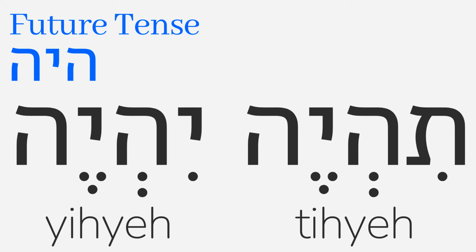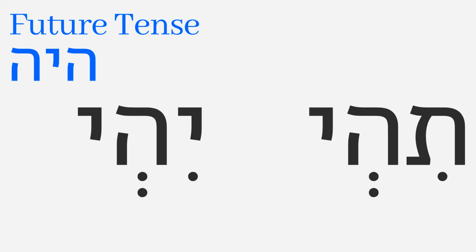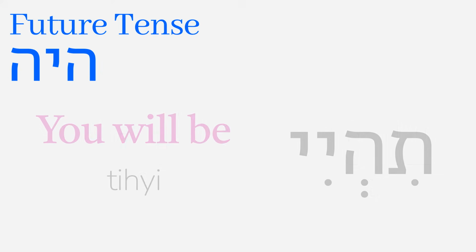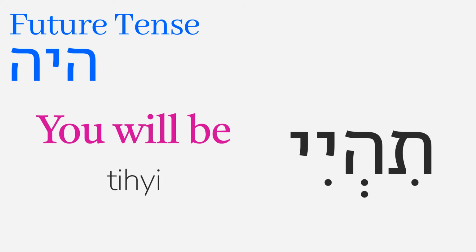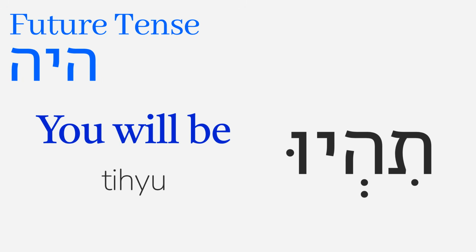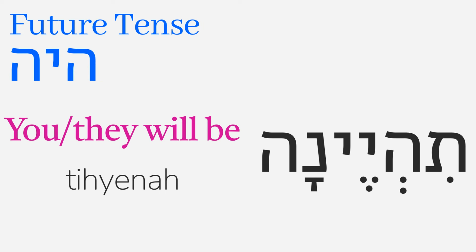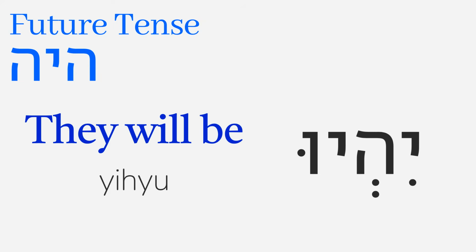These roots that end with hey will take off that last root letter hey before adding the endings of these future tense forms. Tihiyi means you will be feminine singular. Tihiyu means you will be masculine plural. And tihiena means you will be feminine plural, or they will be in feminine form. Yihiyu means they will be in masculine form.